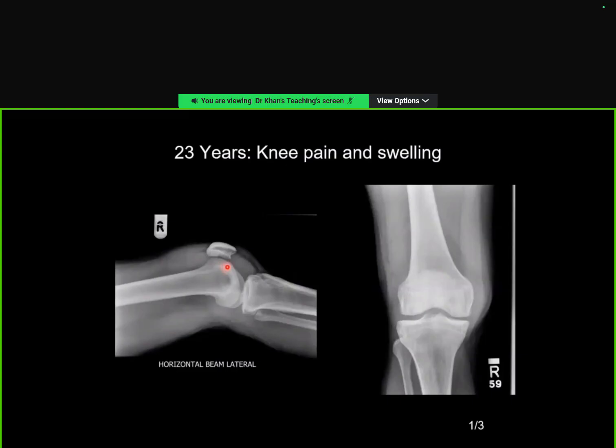Effusion? Okay, there is joint effusion in a 23-year-old, which is number 3. I'm sorry, I will have to mute you because there is too much echo and it is causing a lot of technical issues. Is number 5 here?